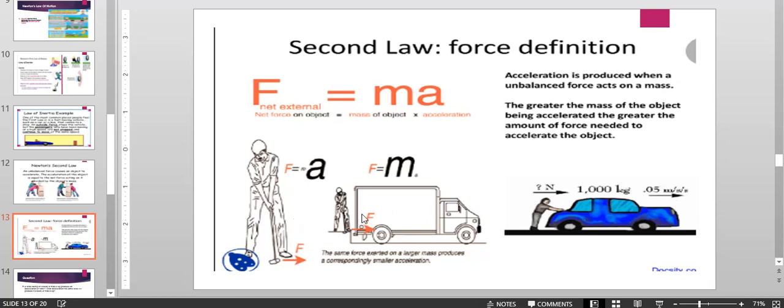Remember that in both the cases the force is same, but the masses of the objects in the two instances are different. The object with a smaller mass will have a greater acceleration, whereas the object having a greater mass will have a small acceleration when equal forces are applied.